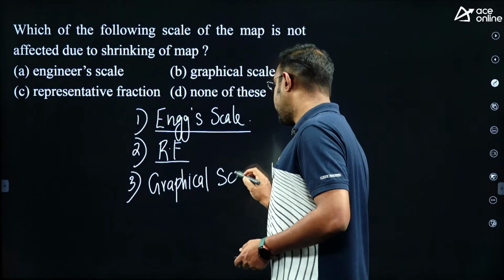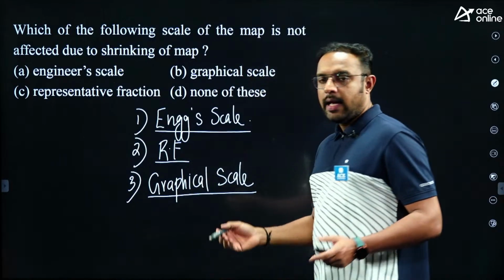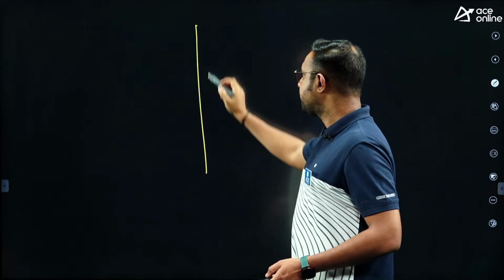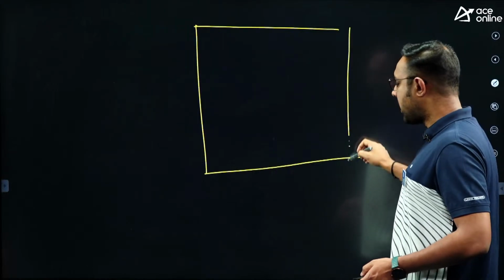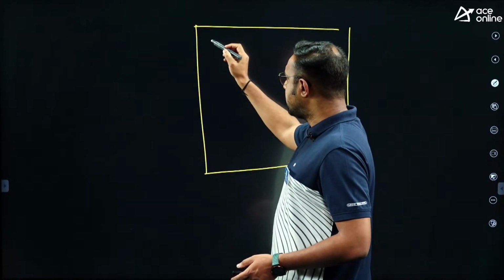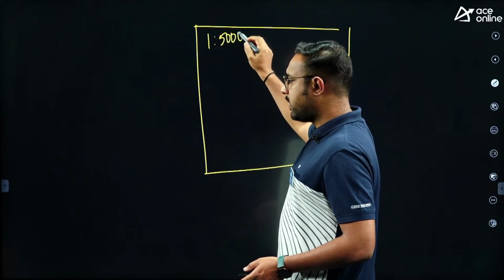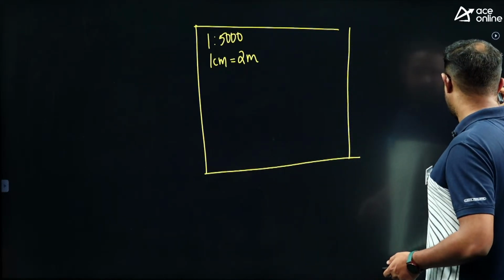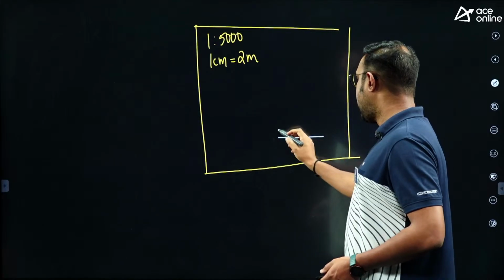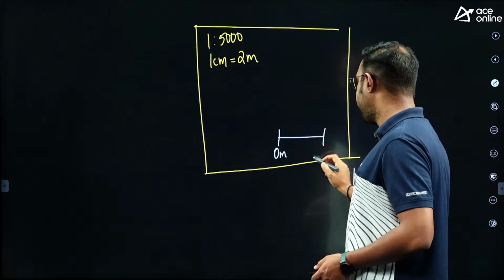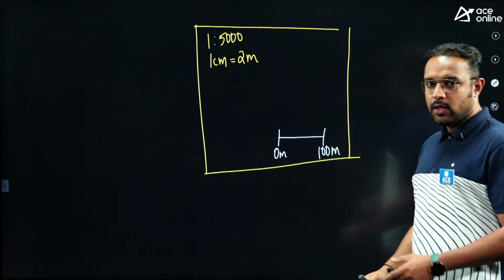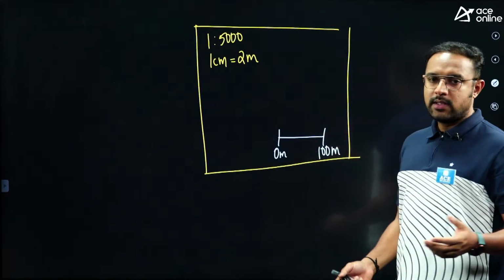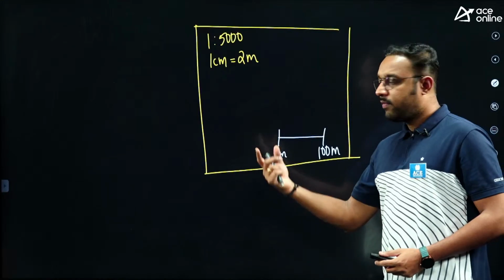A graphical scale is a line drawn on the map or a plan, and it represents a corresponding ground distance. So the point that I am trying to make is this. Imagine I am giving you a map like this. If you are looking at our RF and our engineer scale, these are numerical values. For example, 1:5000 RF, another scale 1 centimeter is equal to 2 meter. These are all numerical scales. But a graphical scale will look something like this. It will be a line drawn like this, and they'll say this is 0 meter and this is equal to say 100 meter. So this scale is telling you that this much distance anywhere on your paper represents 100 meters on the ground. This is what we call the graphical scale.